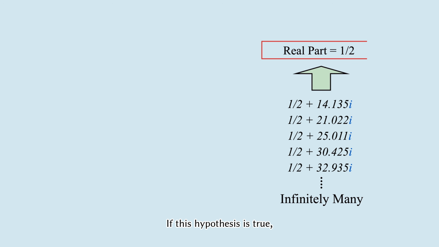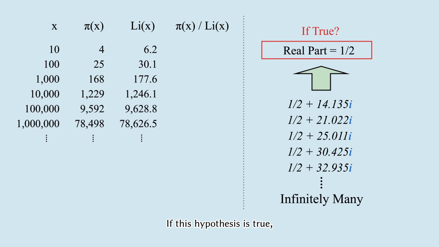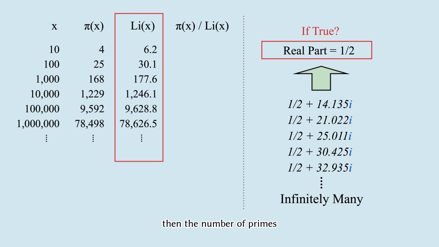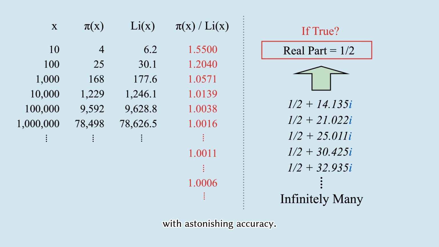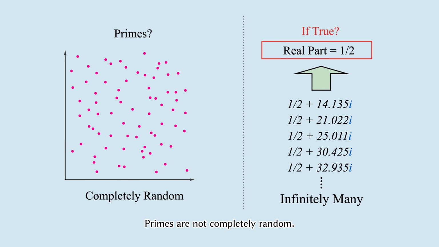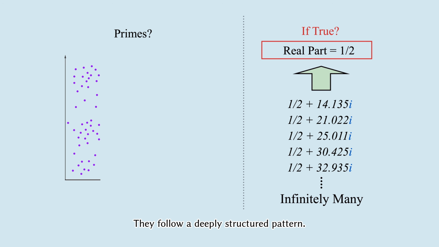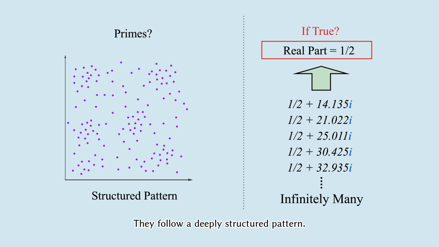If this hypothesis is true, then the number of primes can be predicted with astonishing accuracy. These ratios steadily decrease, approaching 1. Primes are not completely random. They follow a deeply structured pattern.